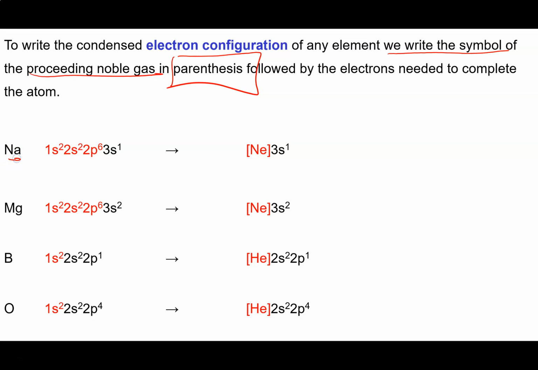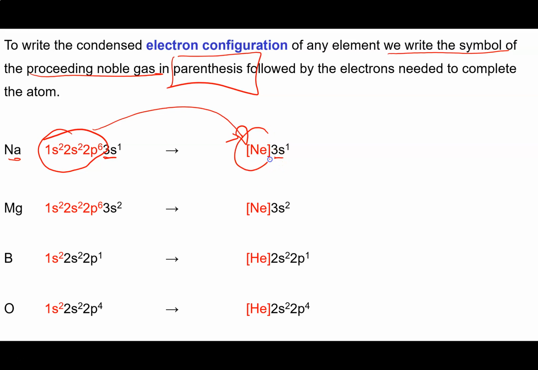So sodium has 11 electrons. 10 of them have the neon configuration, and then there is the 1 electron in the 3s subshell. So we write its abbreviated, or condensed, electron configuration by writing the symbol for neon and then 3s1.